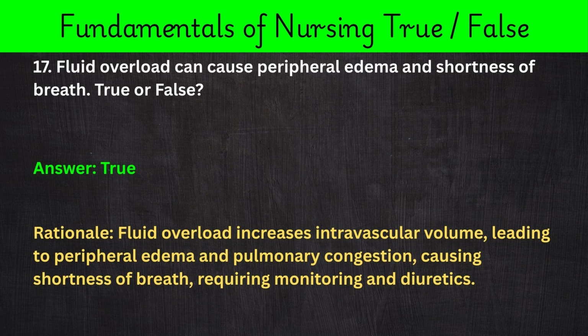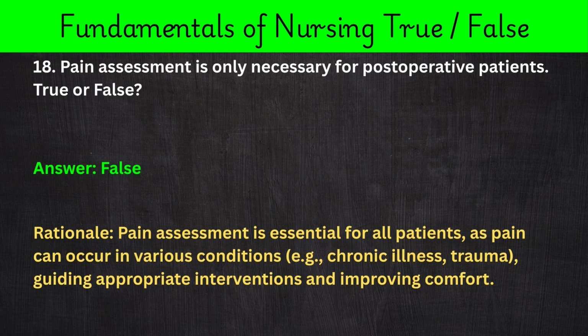17. Fluid overload can cause peripheral edema and shortness of breath. True or false? Answer: true. Rationale: fluid overload increases intravascular volume, leading to peripheral edema and pulmonary congestion, causing shortness of breath, requiring monitoring and diuretics.